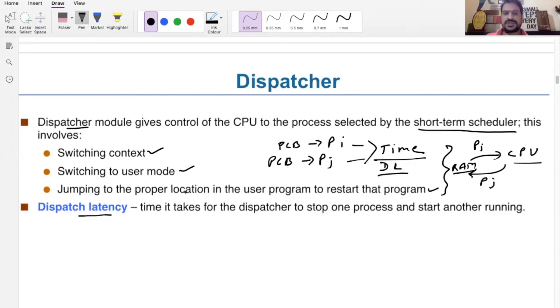So I think you understood three things. First, the responsibility of the short-term scheduler, second, the responsibility of the dispatcher, and what we mean by CPU scheduling. We have two types of CPU scheduling, preemptive and non-preemptive CPU scheduling.